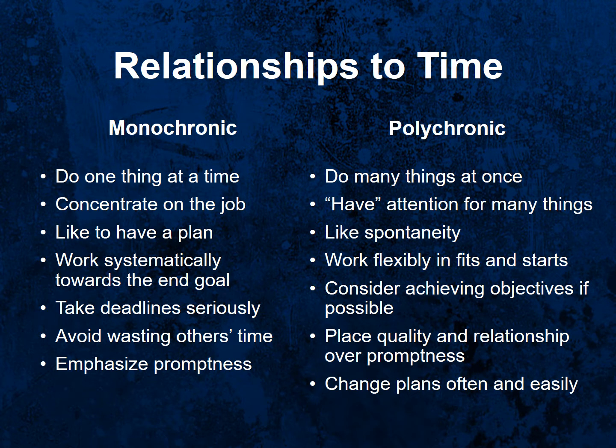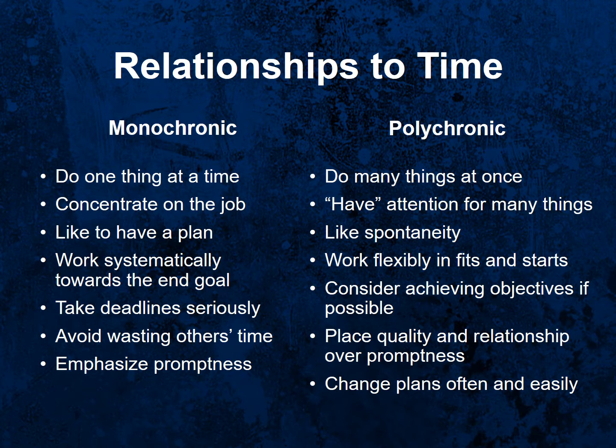In terms of a relationship to time, there are 2 types of learners, monochronic versus polychronic. Monochronic people like to do one thing at a time, concentrate on the task at hand, like having a plan, and work systematically towards their end goal. They take deadlines very seriously, avoid wasting others' time, and emphasize promptness.